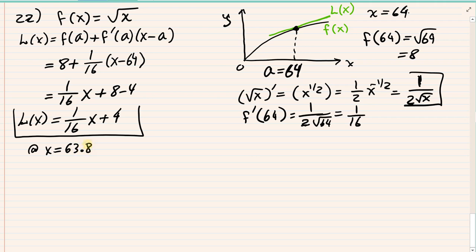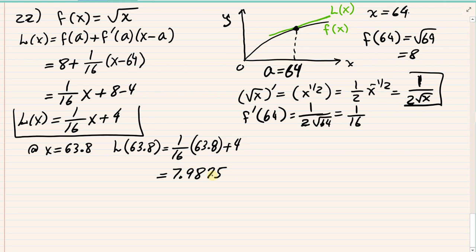We want to find the square root of that. The linearization at that point at 63.8 is equal to 1/16 times 63.8 plus 4. Okay, and using a calculator at this point, you will get 7.9875.